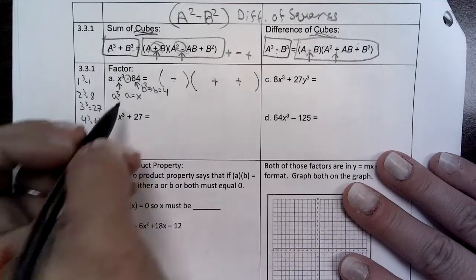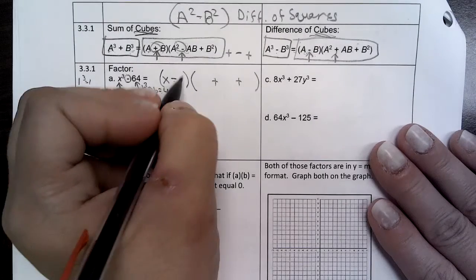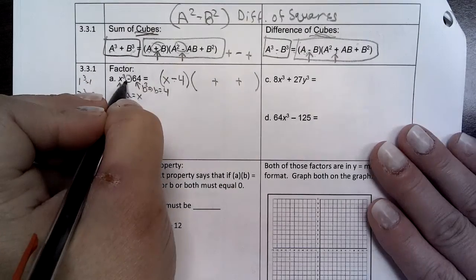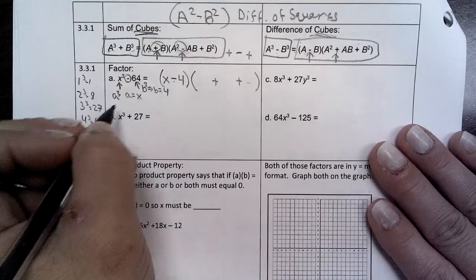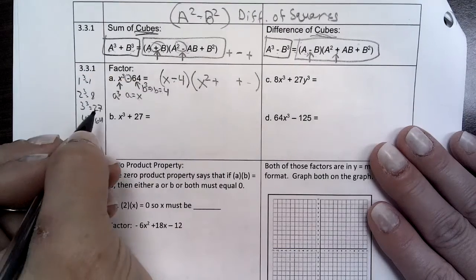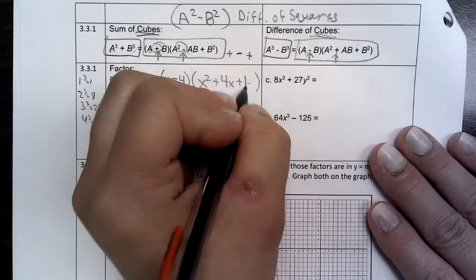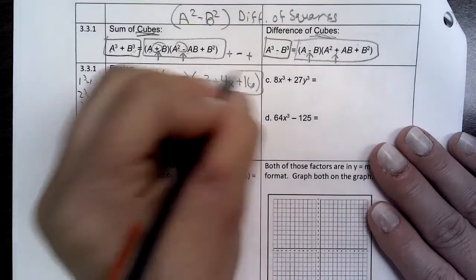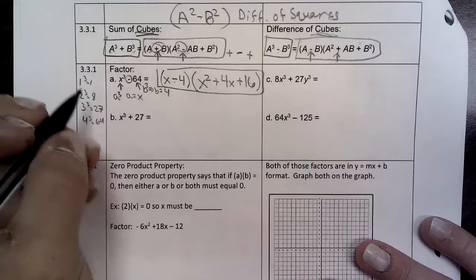Okay, so now I'm just going to write this. So I have x, so my a, minus my b, 4, and because this sign was a negative, this sign's going to be a negative. And I already have my 2 plus signs in there. Okay. So a squared is x squared. A times b is 4x, and 4 squared is 16. And that's my final answer. Now let's take a look at the next one.